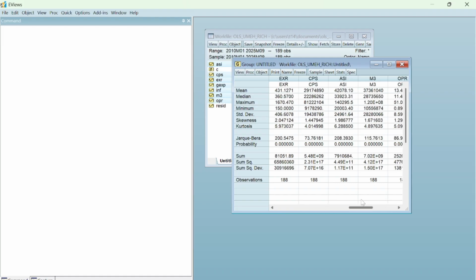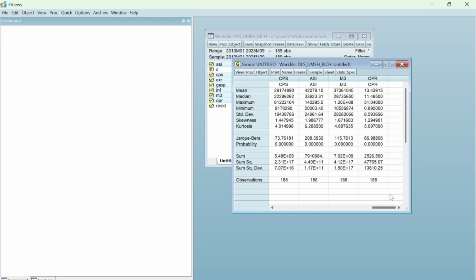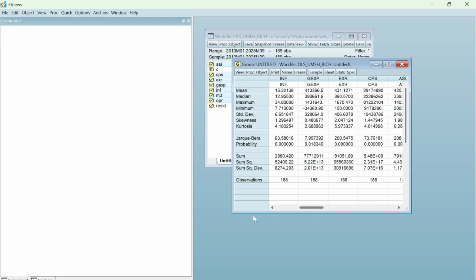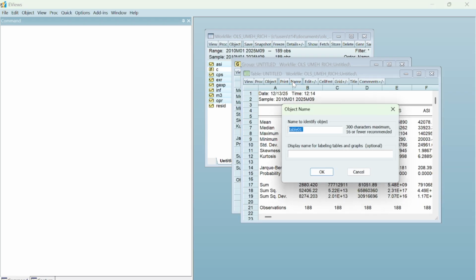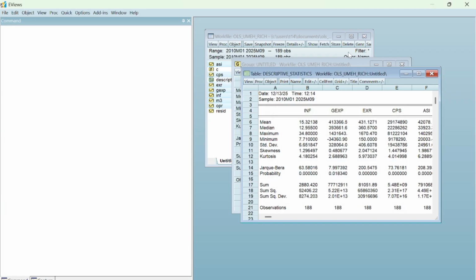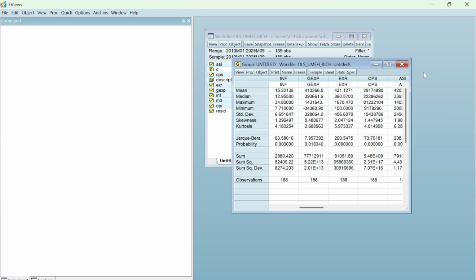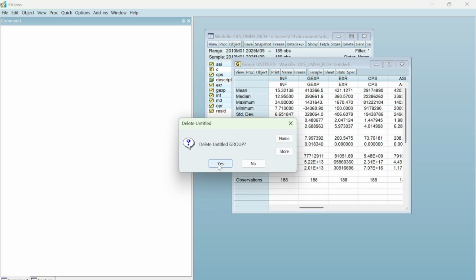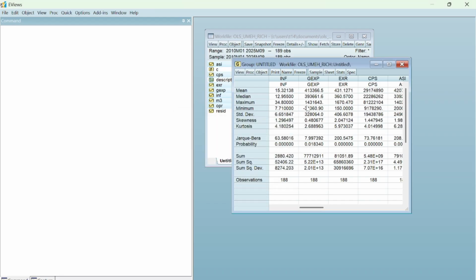Then for the open repo rate, there was a time it was 0.89. That is actually interesting. So you can tell your story from here. You can also phrase and name the descriptive statistics. Since you've named it, it will appear here, so you can call on it anytime you want to view it.